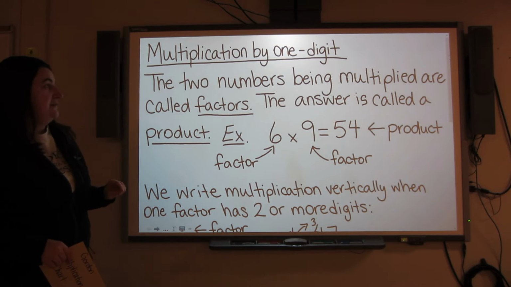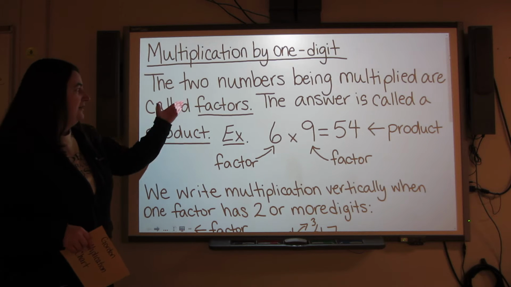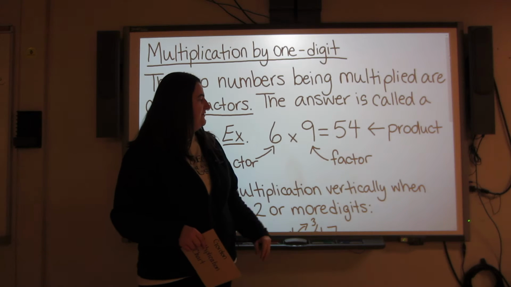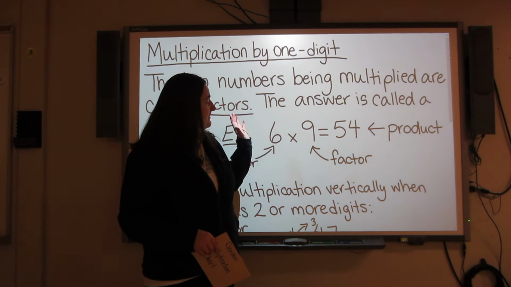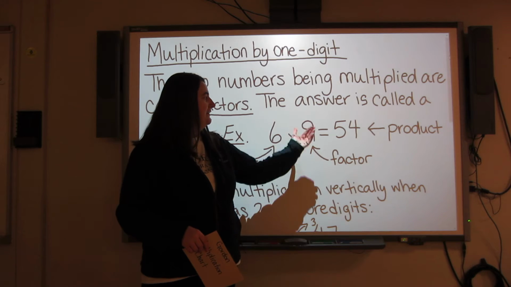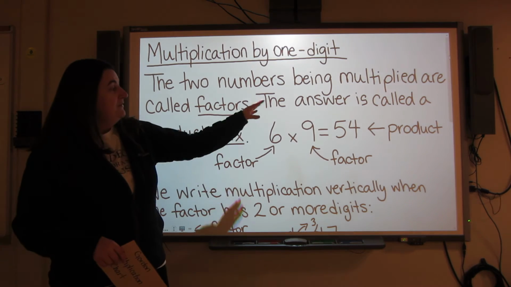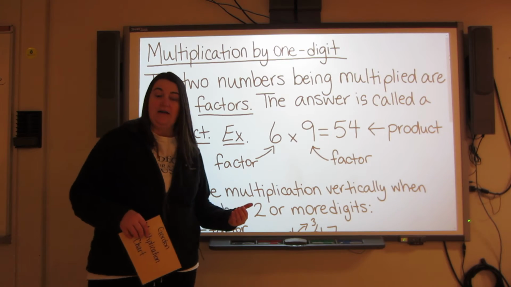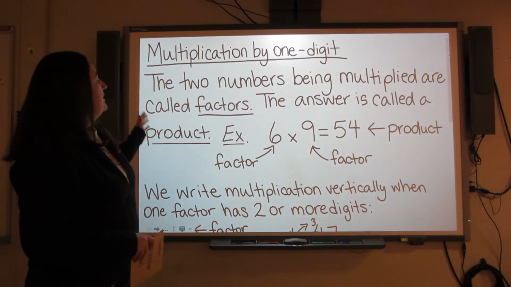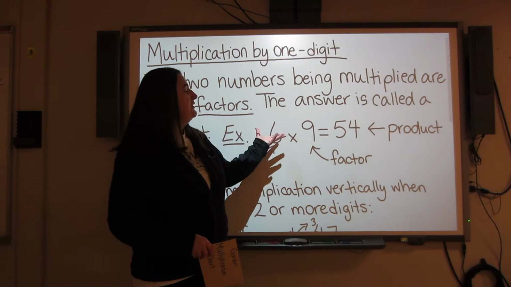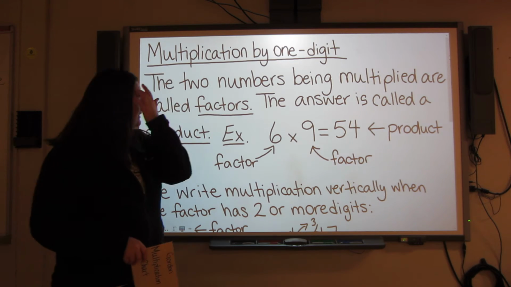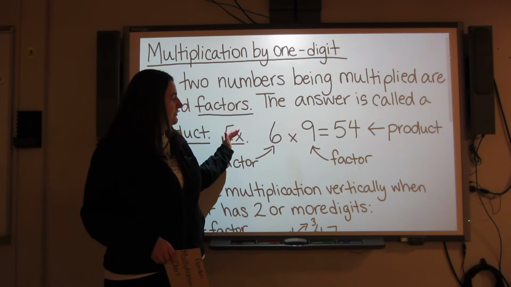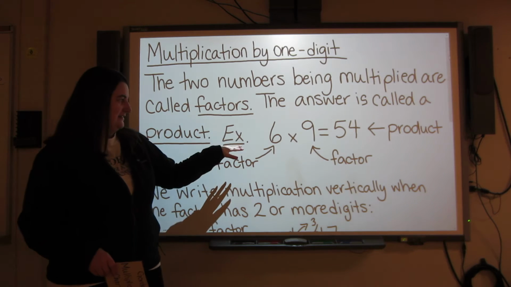So, the two numbers that are being multiplied together are called factors. So, 6 is a factor, 9 is a factor, and of course, if you multiply them together, you get 54. 54, the answer in math terminology, is called the product. And so, when you have two factors, you multiply them together, you get the product. Now, normally, if the factors only have one digit, you write them horizontally like this.